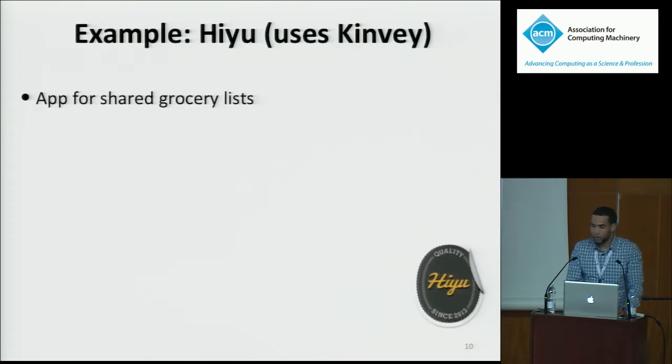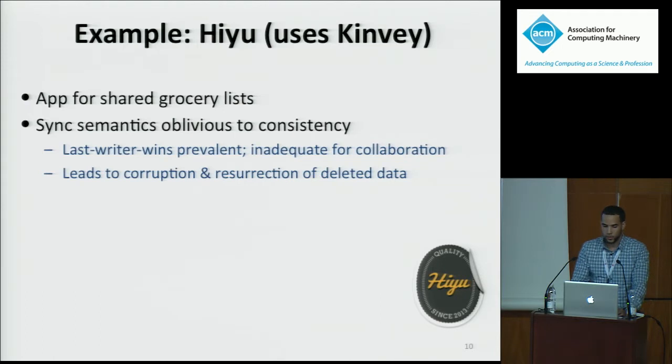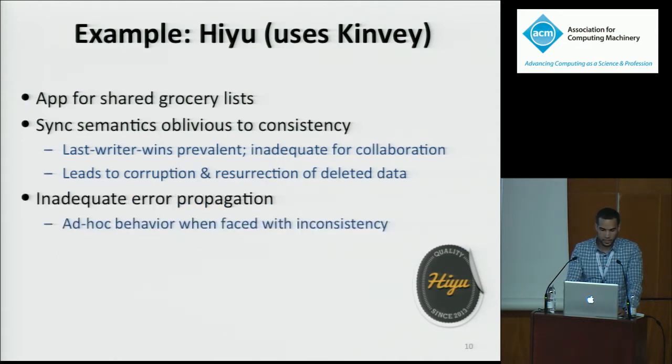Next we have an app called Hiyu, which is a grocery list app that supports sharing. Here we found that due to last-writer-wins semantics, we were able to cause data corruption and resurrection of deleted data. Also, upon conflicts, the user was not always notified. It turns out that even for apps that use existing sync services, the verdict is not so good. You could end up with double, missed, or even wrong purchases. In other words, you might end up with 2 gallons of milk but no cereal.